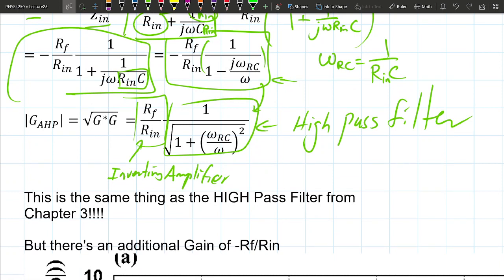Everyone believes me that this factor on the right is a high pass filter? Because as omega goes to 0, this basically goes to a big number, so 1 over a big number gives you 0. So it actually filters out low frequency. But when omega goes to infinity, this number basically becomes 1 over infinity squared, so this whole number just becomes 1.